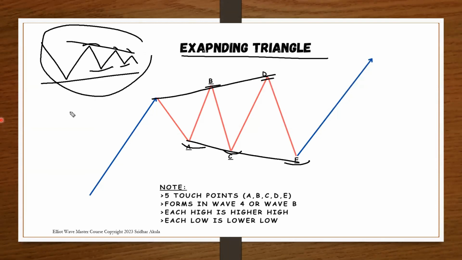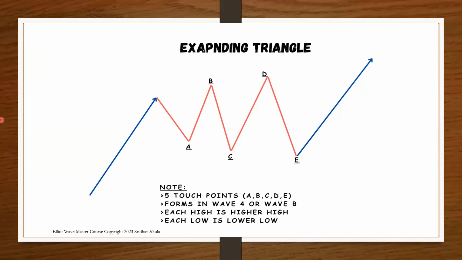If it forms, it forms only in wave 4 and wave B. Okay, wave 4 and wave B, this is where it forms. If you see any triangle anywhere, you know it's either wave 4 or wave B. The previous wave will be wave 3, or wave A, the next wave will be wave 5, and then a new correction. In the other case, the next wave will be wave C, and then we'll start a new trending move in the market. That's how it helps us to identify the entire structure of the market.